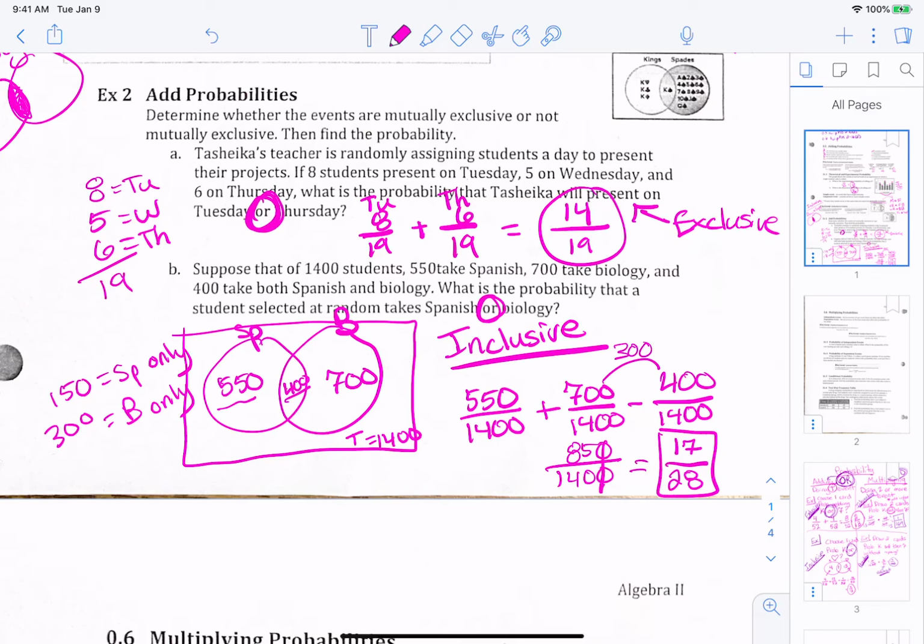Wait, do what? 140 divided by 5, is it 28? You didn't divide it right. 140 divided by 5? 28, yeah. 85 divided by 5, is it 17? I'm reducing both of them. Yeah, 17. Okay, 17 over 28. There we go. Okay, good.